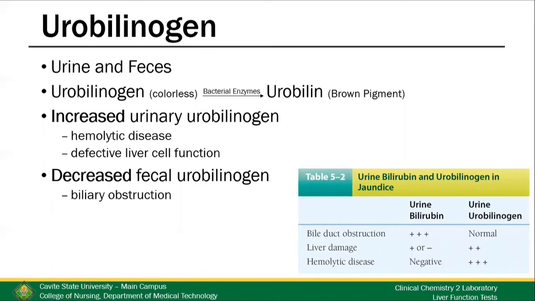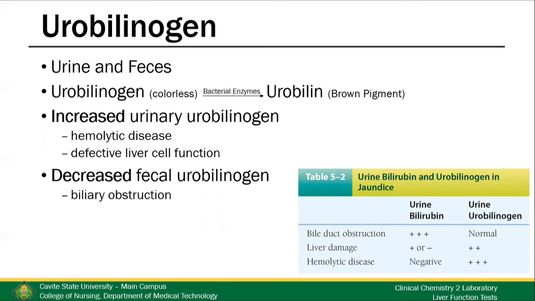For the urobilinogen, urobilinogen is seen in urine and feces. So if you remember our fast track in bilirubin metabolism, urobilinogen can be seen in urine and feces. In the urine, urobilinogen is converted to urobilin. And in the feces, urobilinogen is converted to stercobilin.